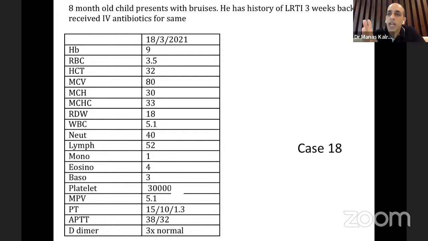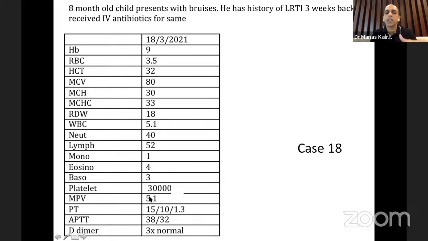This child now has thrombocytopenia. So ITP, in a very young child who has had a lower respiratory or a bad infection, please think that there might be something else. Just a humble CBC has a parameter, mean platelet volume. In this child, the mean platelet volume is low.